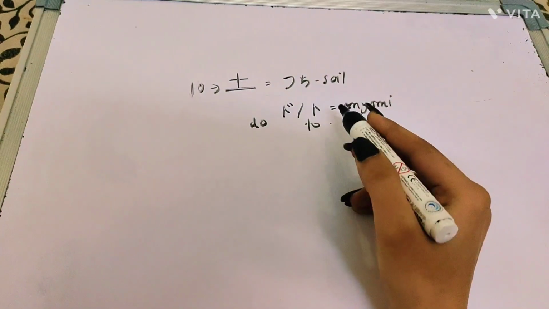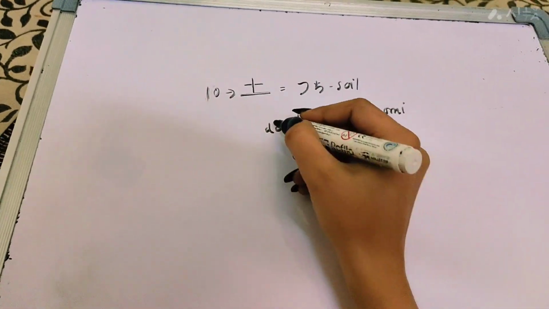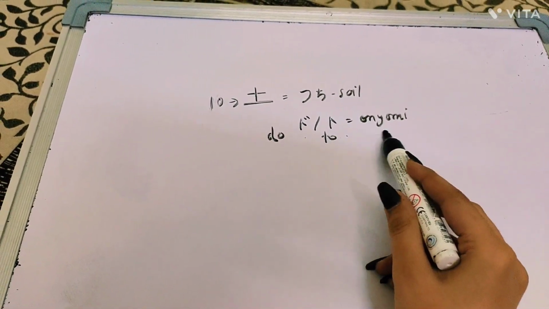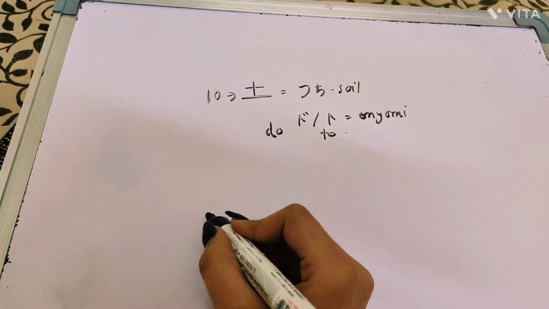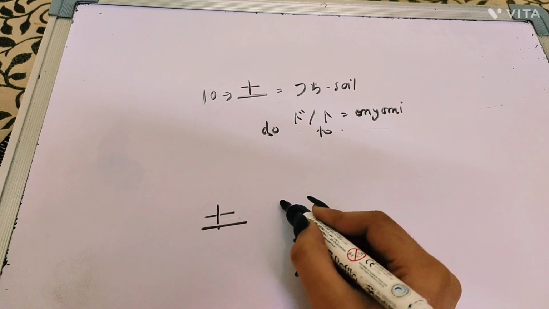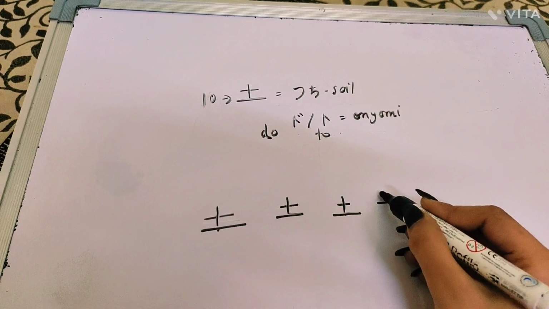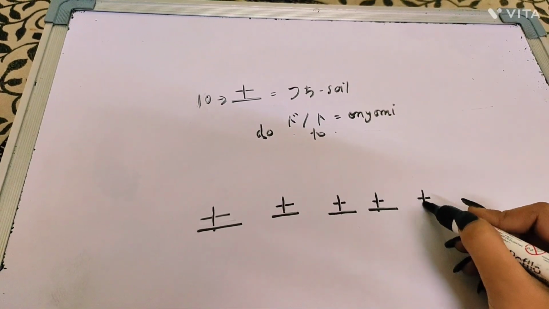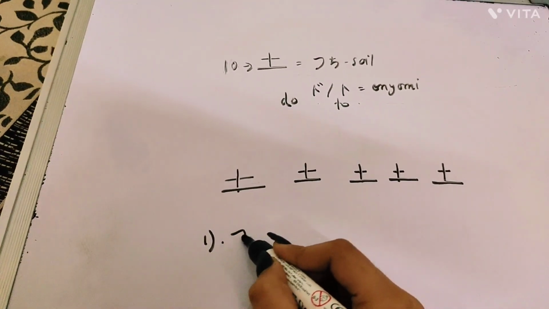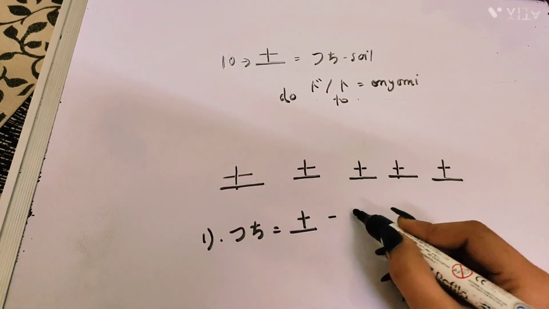Our next kanji is tsuchi. Tsuchi is soil. Onyomi of tsuchi is do and to. Now let's draw the kanji with me, minnasan. For practice, draw the kanji ichi ni san. Three strokes. First word is tsuchi. You know, tsuchi is soil. Draw the kanji of tsuchi.